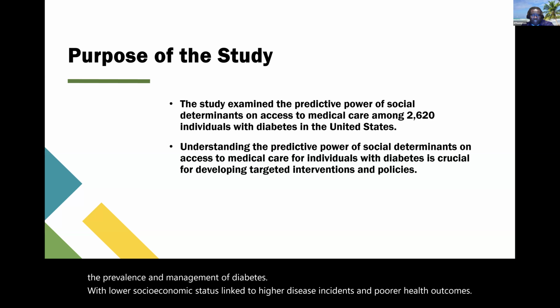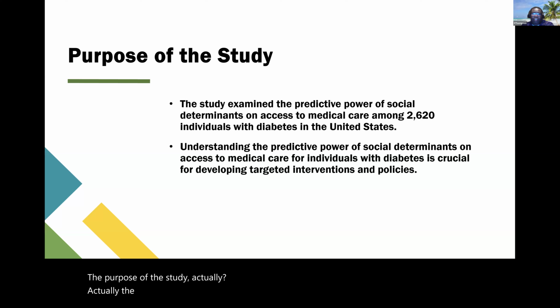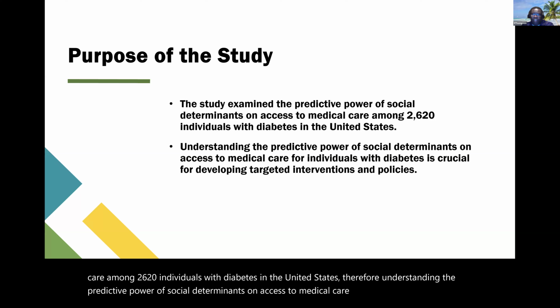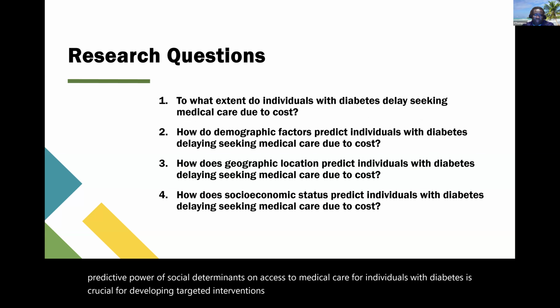The purpose of the study: the study examined the predictive power of social determinants on access to medical care among 2,620 individuals with diabetes in the United States. Therefore, understanding the predictive power of social determinants on access to medical care for individuals with diabetes is crucial for developing targeted interventions and policies.